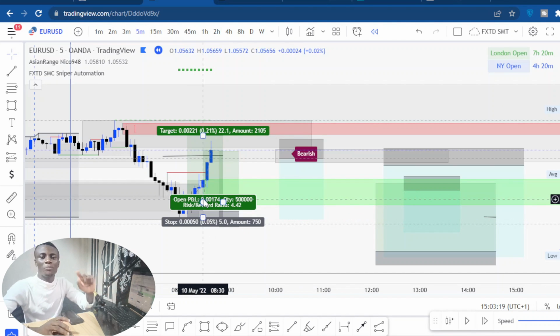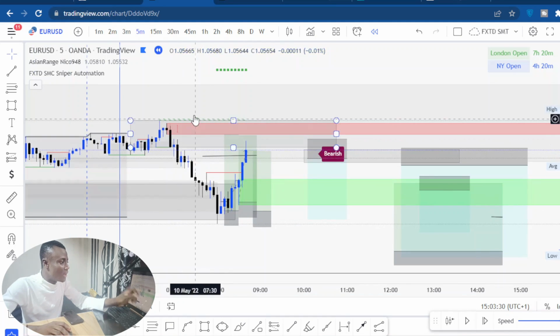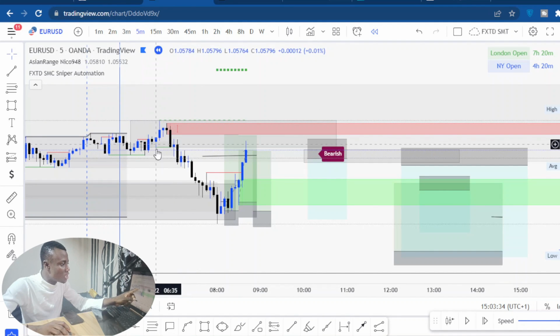But the question is, I didn't take the full 1 to 5, okay? I only closed at 1 to 4. Right, I closed my entries at 1 to 4, and immediately I closed, price reversed. And the reason was I was expecting that price should react to this other block here.